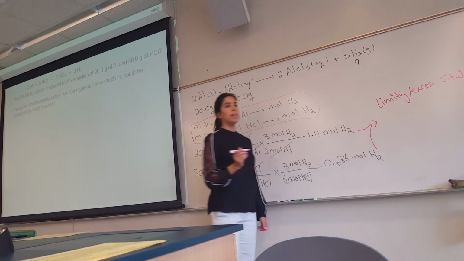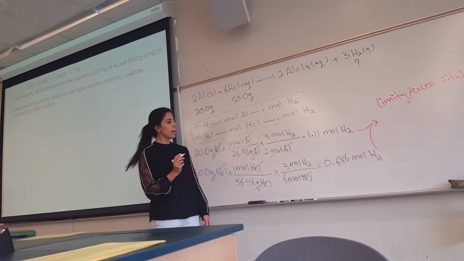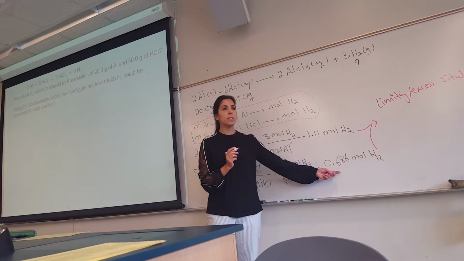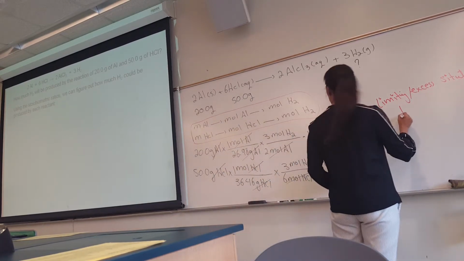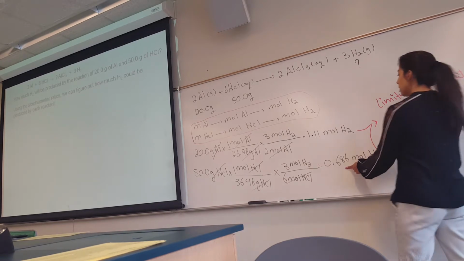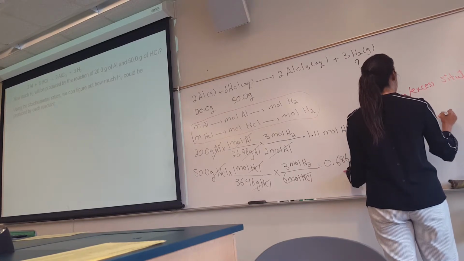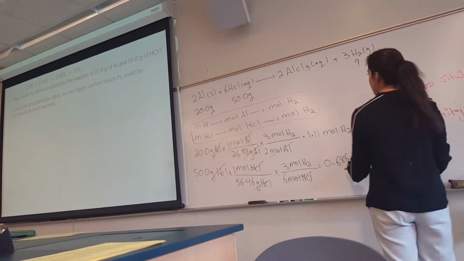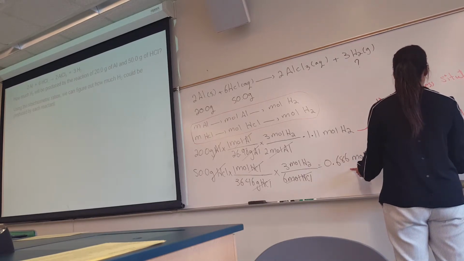Now, the next step is to find out which one is limiting, which one is the excess reactant. The reactant that gives you the least amount of product is going to be your limiting reactant. So from here, since hydrochloric acid is giving you less hydrogen gas, hydrochloric acid is your limiting reactant. And since hydrochloric acid is limiting, it means that aluminum is in excess.